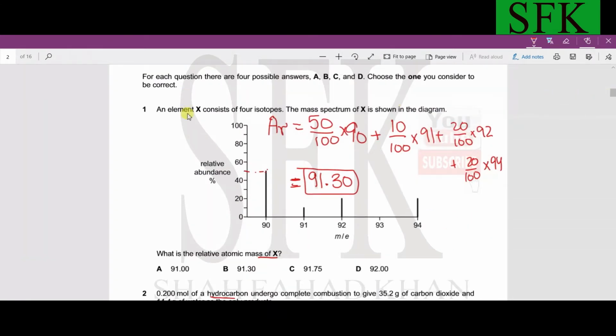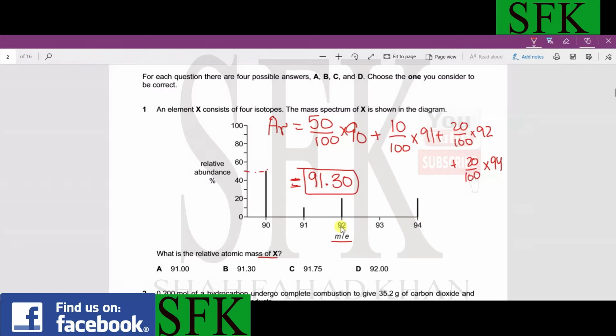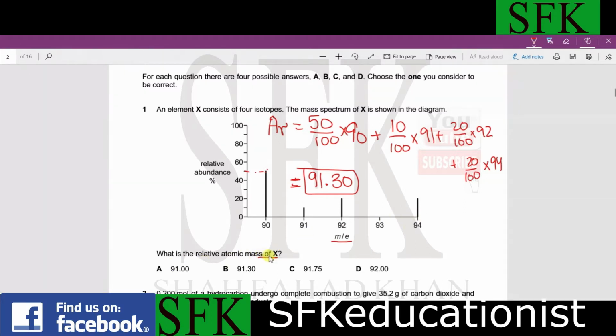All right, so let's start out from the first question. It says that an element X consists of 4 isotopes. The mass spectrum of X is shown in this diagram over here. This is the relative abundance axis, and the m over e ratio is given on the x-axis. What is the relative atomic mass of X?